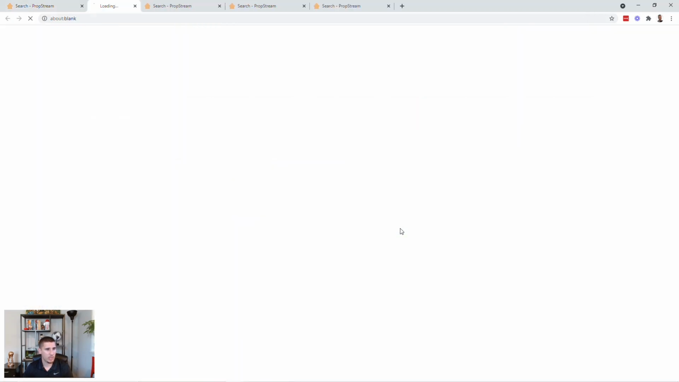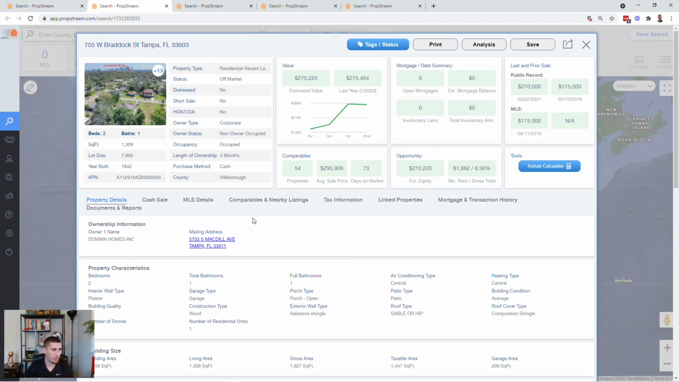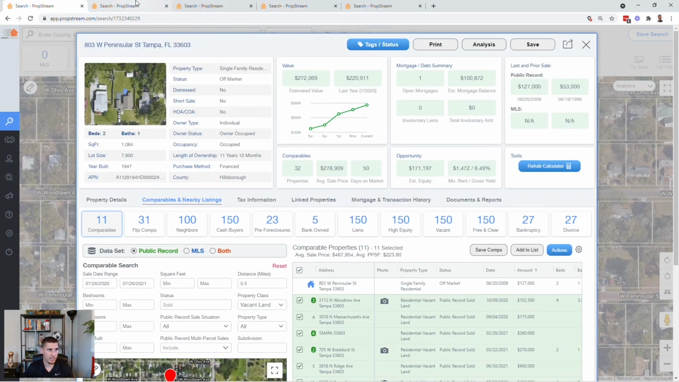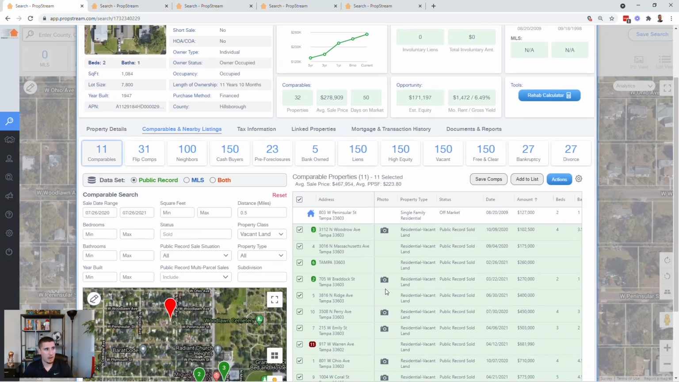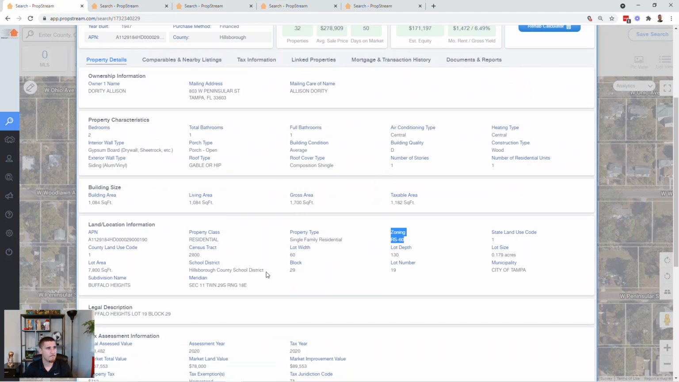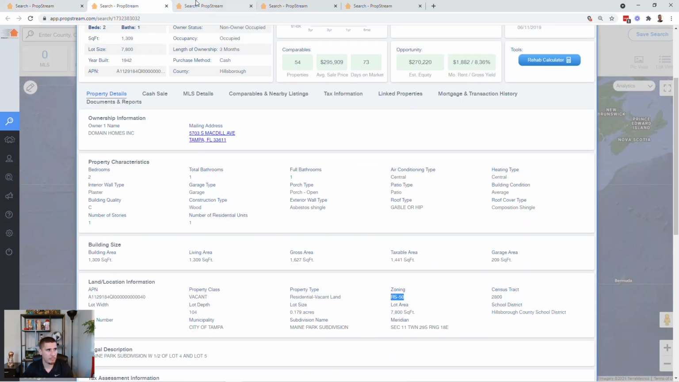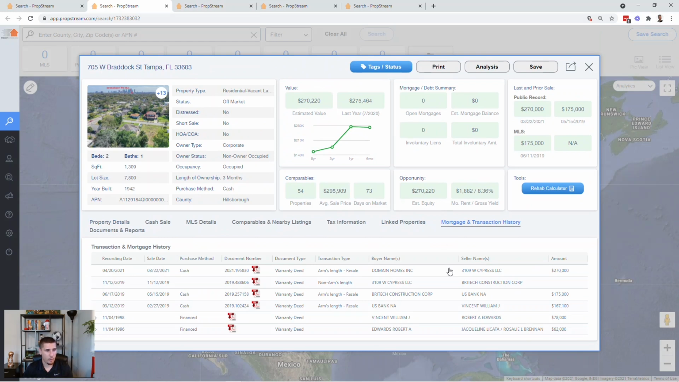Let's look at this one here on Braddock Street. I'm going to take a look at the numbers on this. Again, the lot size, square footage. So Domain Homes bought this. I know these guys pretty well. This lot size is 7,800. Our lot size is 7,800. This zoning is RS50. Our zoning is RS60. Okay? So ours is a little bit more valuable. You could do a little bit more with ours. But let's click the transaction history for this.